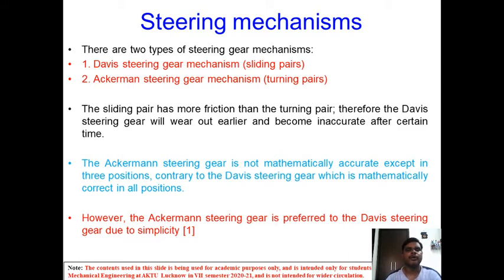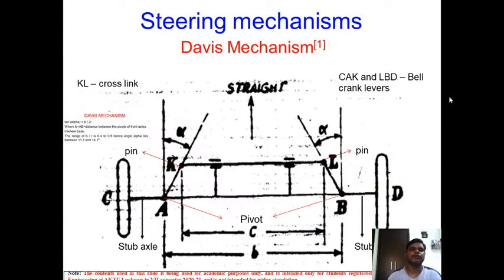So the Ackermann steering gear is not mathematically accurate under all conditions of turning. It is accurate in three positions. But the Davis mechanism, which has sliding pairs, is accurate in all positions. So this is the unique benefit of the Davis mechanism. But in fact, we still use the Ackermann steering mechanism due to turning pairs and simple construction. So we'll start with the steering mechanism in which we'll discuss the Davis mechanism.